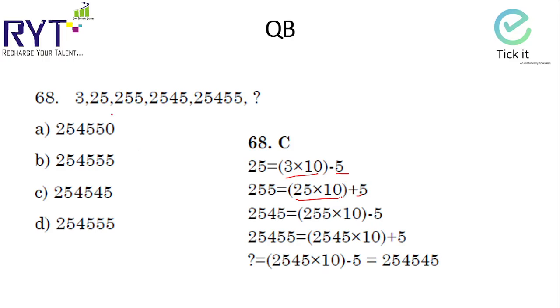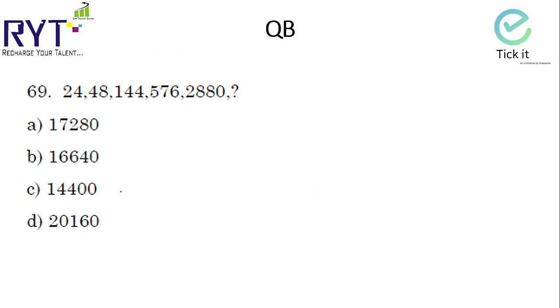So what is happening here? Into 10 minus 5. Into 10 plus 5. Into 10 minus 5. Into 10 plus 5. So this is what is happening here. So if we go by the same logic, we will get 254545. Option C is the correct answer. So into 10 minus 5, into 10 plus 5, that is the cyclicity here.